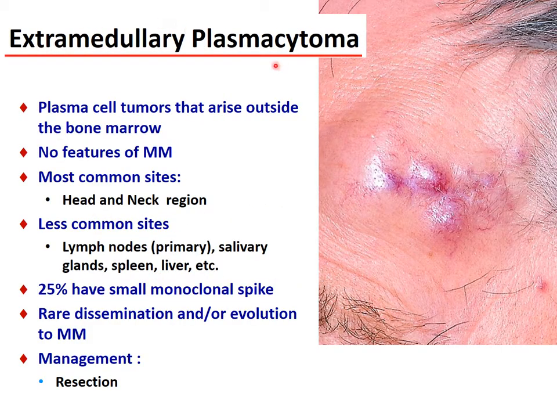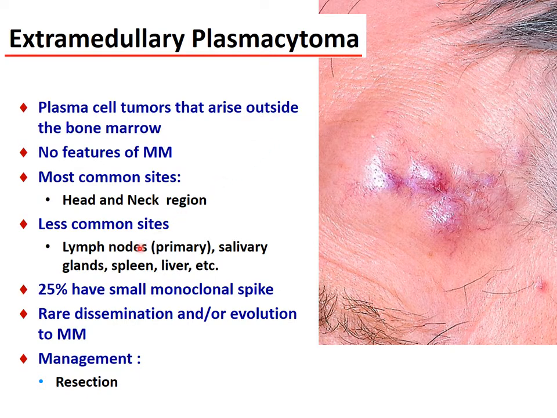Extramedullary plasmacytoma can develop, for example, subcutaneously, especially in the neck areas, where the patient does not have any other features of multiple myeloma. Again, there is no bone marrow infiltration, so no anemia, no thrombocytopenia, no bone marrow disorders or bone lesions, and no renal failure is going to develop. You only have, for example, subcutaneously an accumulation of these plasma cells.